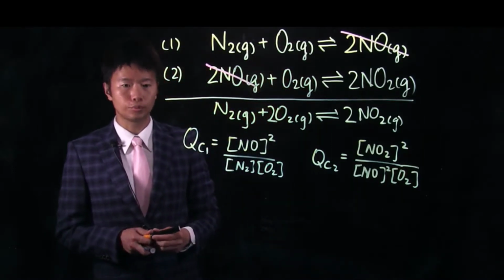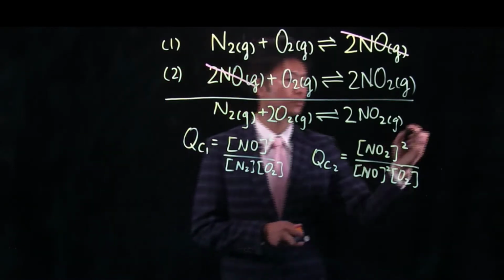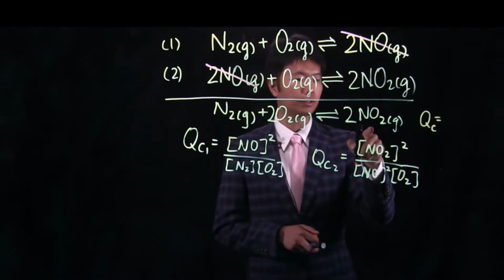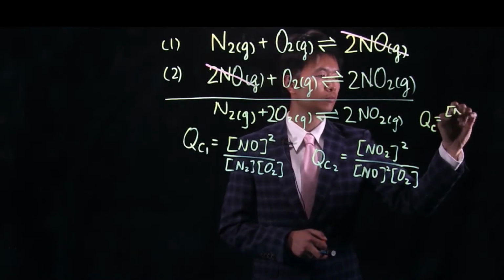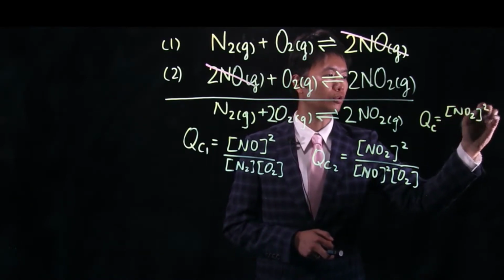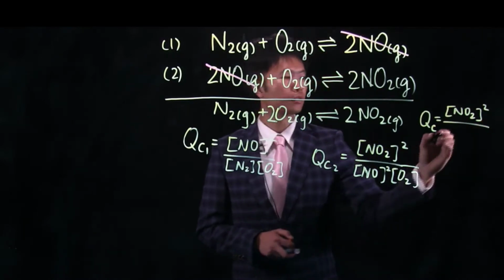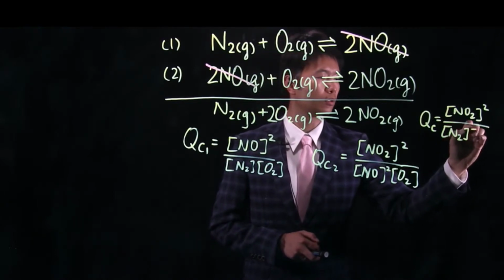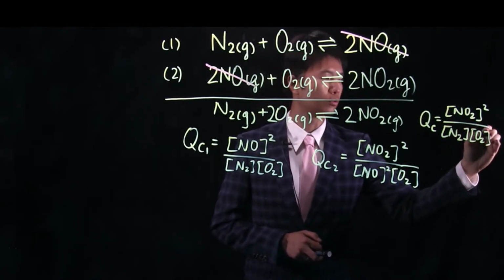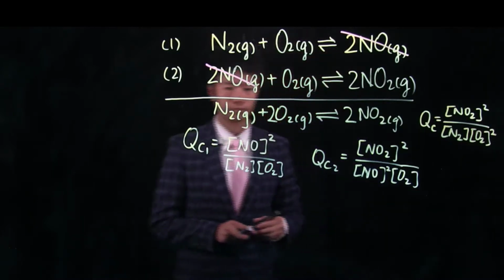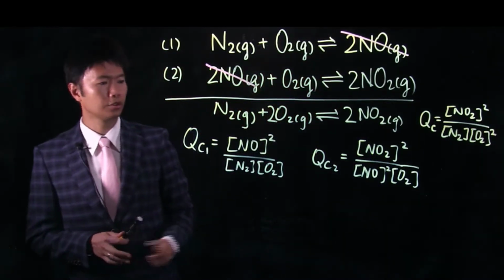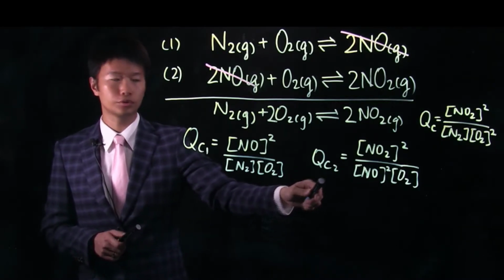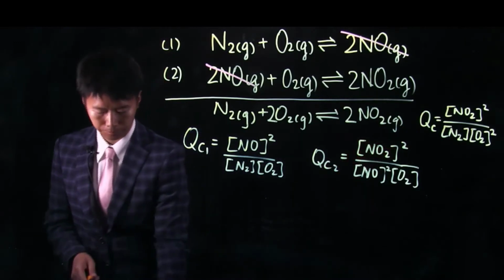We also want to write down the reaction quotient QC for the overall reaction. In this case, the molar concentration of NO2 squared divided by the molar concentration of N2 and O2 squared. Okay, so we're going to multiply QC1 and QC2 to see if we will get QC overall.